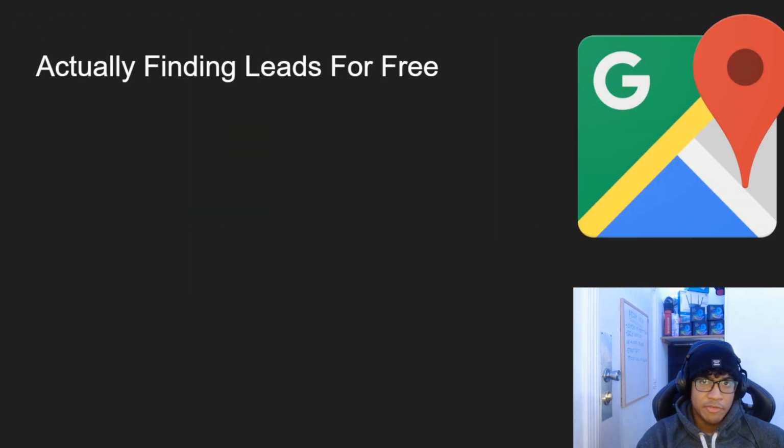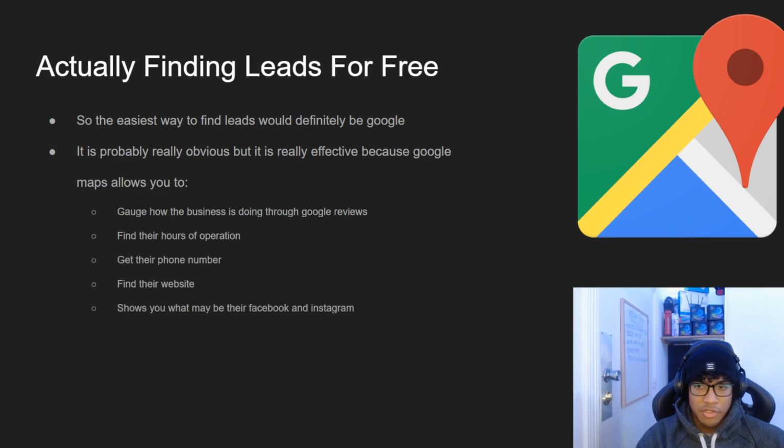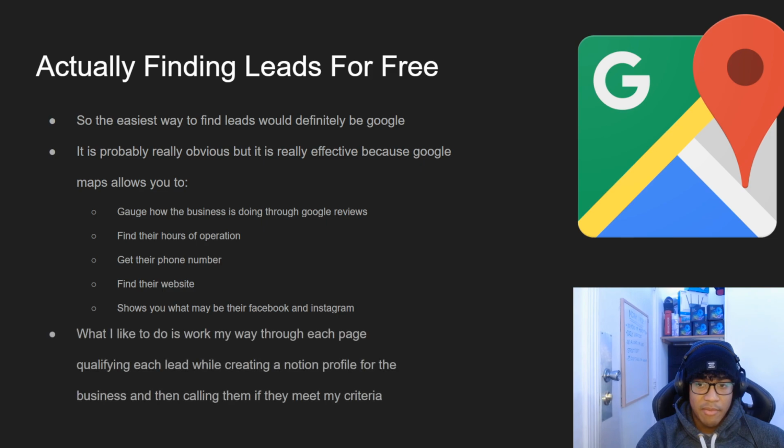So, actually finding leads for free, this is the juicy part. The easiest way to find leads would definitely be Google Maps, and it's free. It is probably really obvious, but it is actually really effective because Google Maps allows you to gauge how the business is doing by looking at their Google reviews, find their hours of operation, get their phone number, find their website, and shows you what may be their Facebook and Instagram. What I like to do is work my way through each page of qualifying leads while creating a Notion profile for the businesses, and then calling them if they meet my criteria.